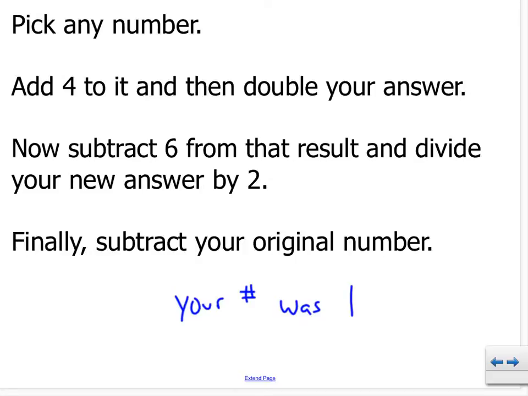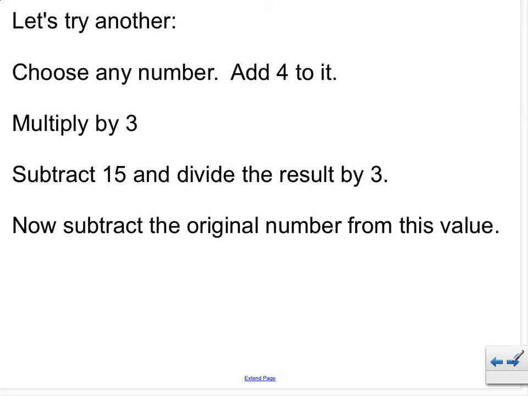Hey, well, let's try one more. Again, choose any number, follow these steps. All right, so after you subtracted the original number from that value you found, you should have gotten that your number was -1. So by this time, you're probably saying, whoa, how'd he do that, man? But let's talk about how we do it.